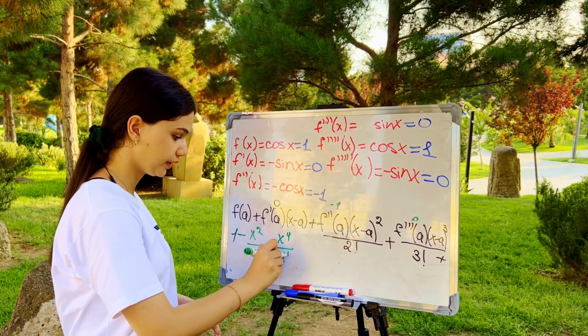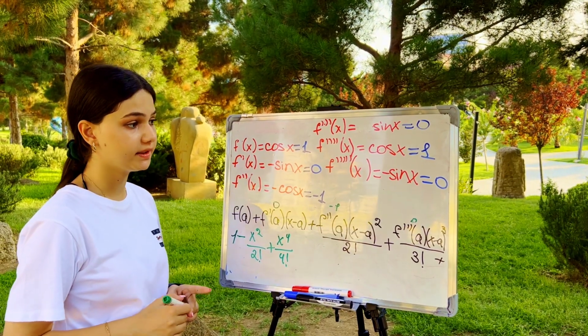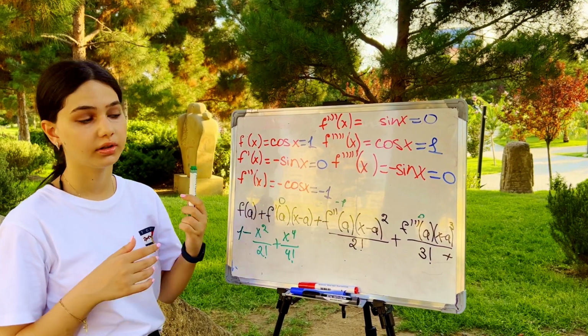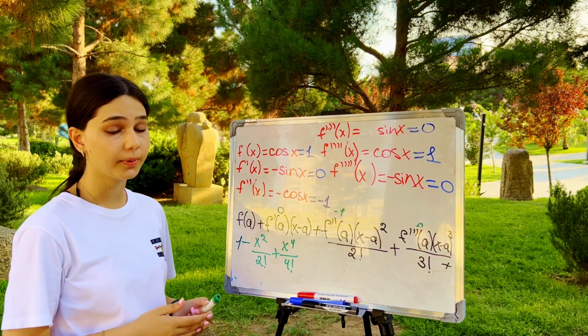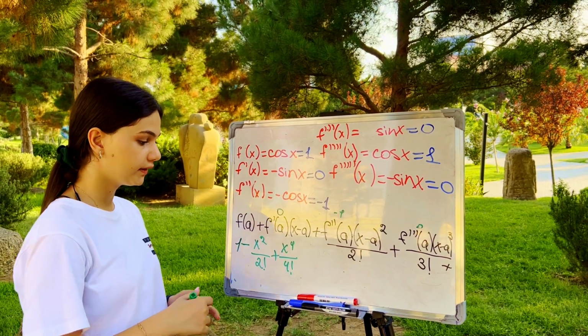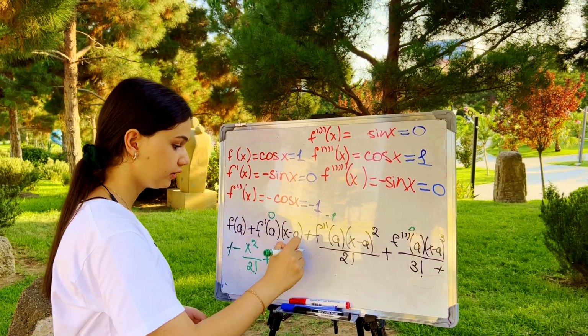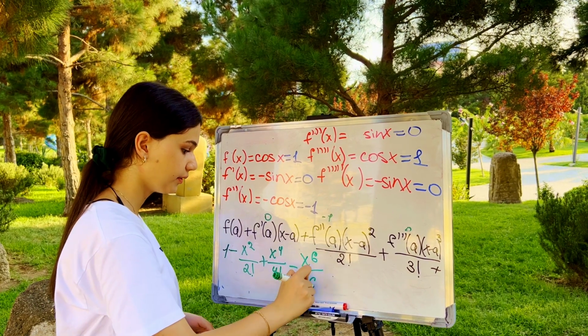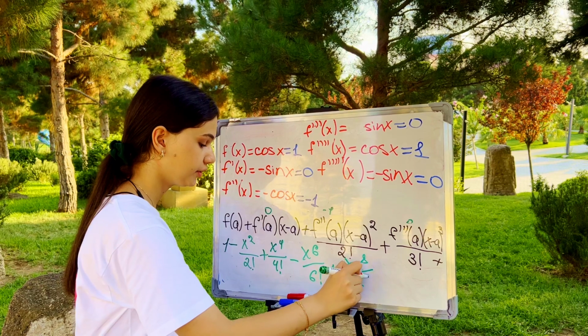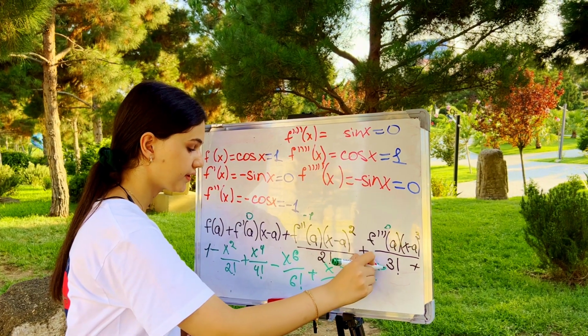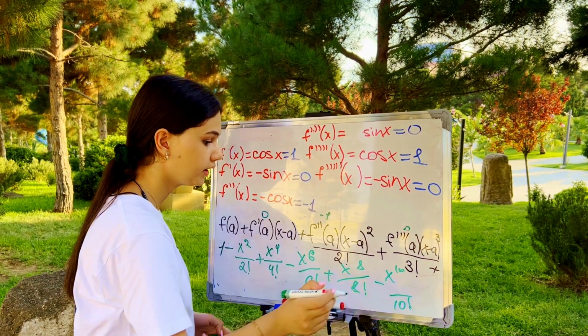Fourth power, 4 factorial. And again, the fifth one will be 0, the sixth one will be -1, and these signs will also alternate. X to the 6th power over 6 factorial, plus x to the 8th power over 8 factorial. You can even check it for yourself if you don't believe me.